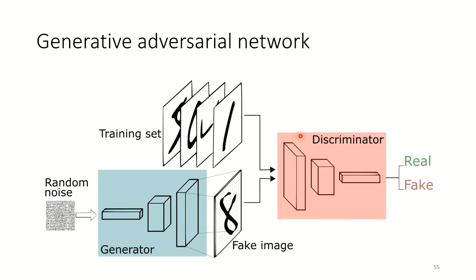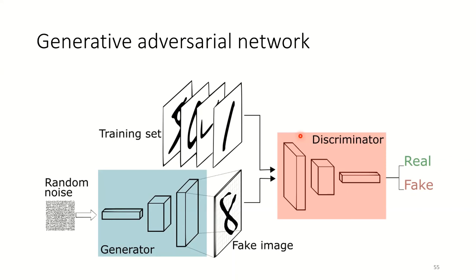So the adversary is like that criticizer, which will tell the network that you're doing badly. And the generative part is the person who is actually doing something, who is being criticized. So these are the two main components of this generative adversarial network. Let me give you a simple example of how this works.